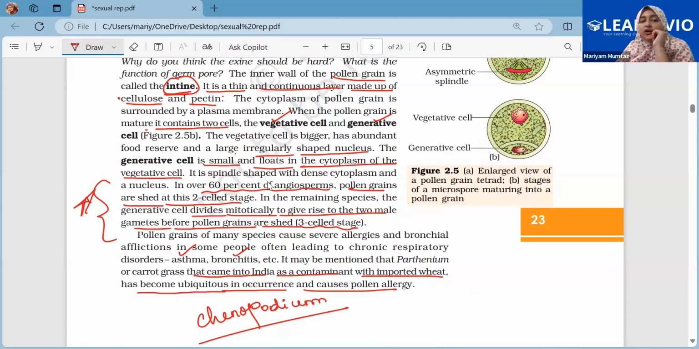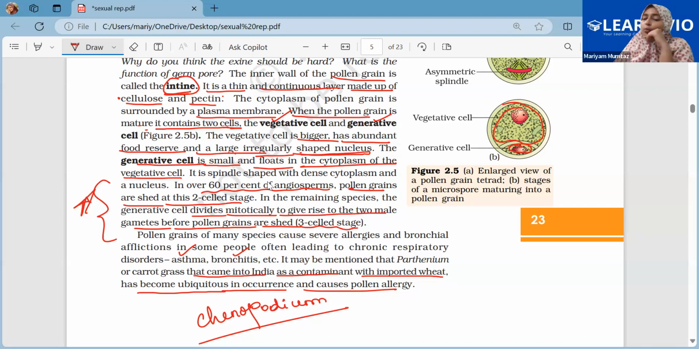The cytoplasm of the pollen grain is surrounded by the plasma membrane. When the pollen grain is mature, it contains two cells. Inside the intine, one is the larger cell called the vegetative cell, and one is the smaller cell called the generative cell. The vegetative cell is bigger and it has abundant food reserve and a large irregularly shaped nucleus. The generative cell is smaller and it floats in the cytoplasm of the vegetative cell. So the generative cell is small.